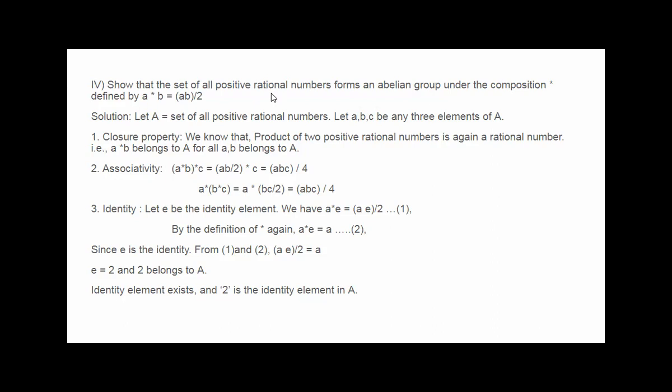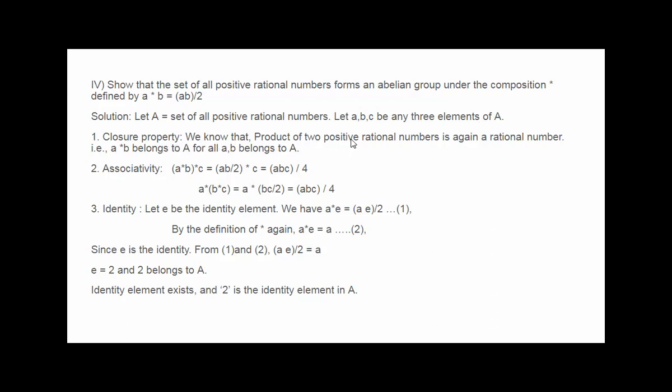Sorry, just a minute. In case of rational numbers, these are whole numbers only. All positive rational numbers means again 1, 2, 3, 4 like that. Here, the solution takes A as the set of all positive rational numbers. Let a, b, c be any three elements of A. Then we will first go for the closure property.